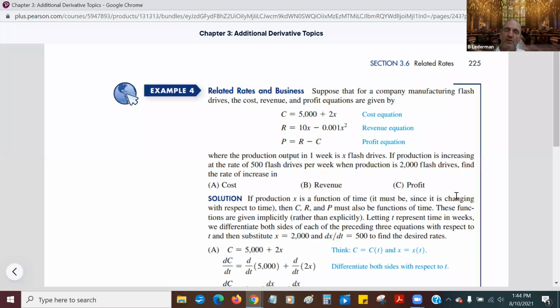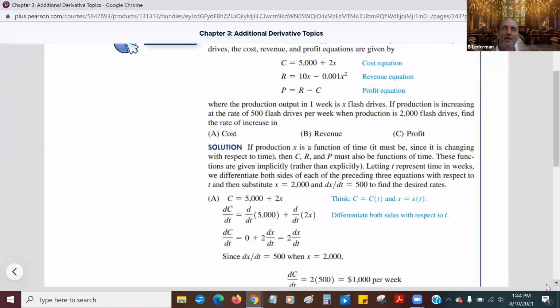So find the rate of increase in cost, revenue, and profit at that point. If production x is a function of time, and it has to be because it's changing with respect to time, then C, R, and P must also be functions of time because they're functions of x, and x is a function of time. So you do the math. My job is to teach you how to do the math. These functions are given implicitly rather than explicitly, so here we go.